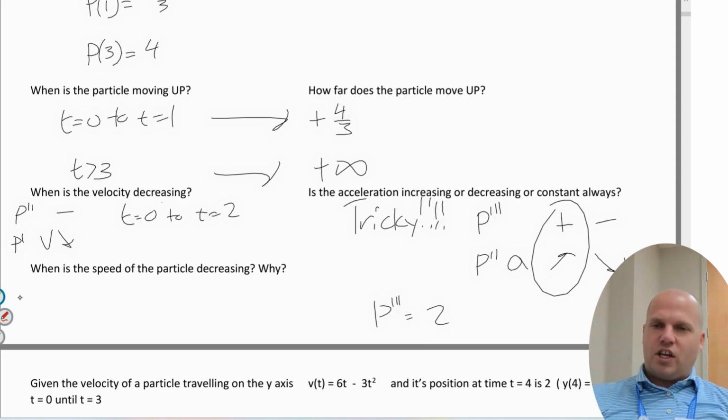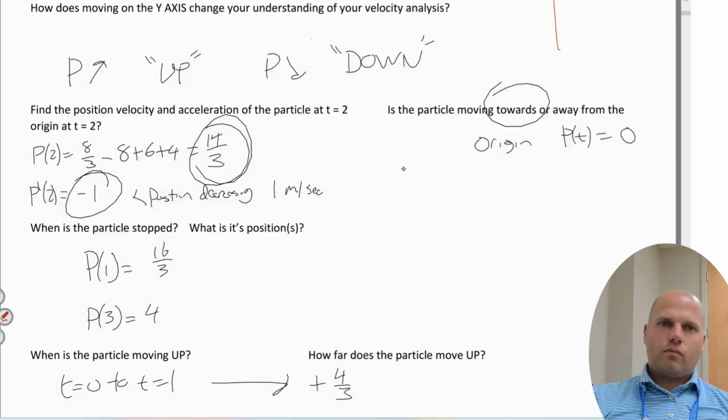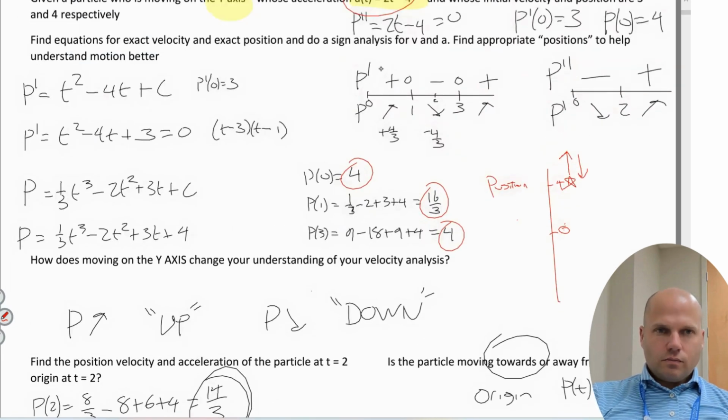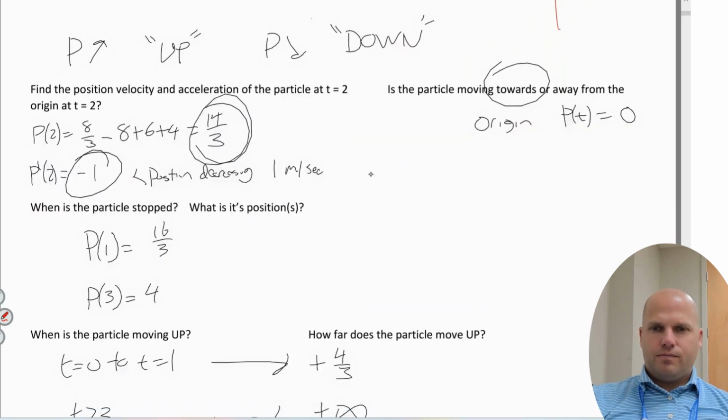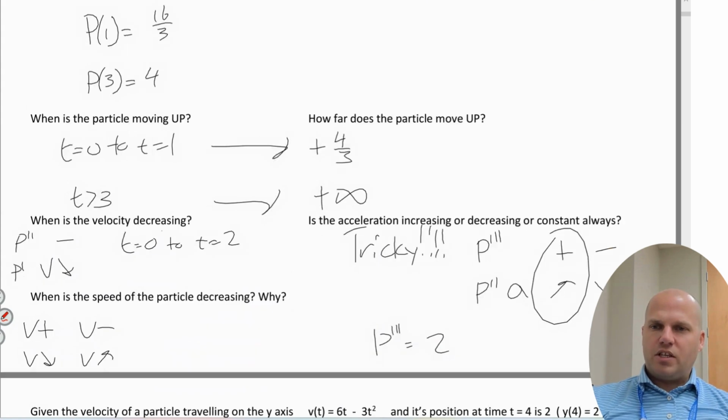Speed, decreasing. When my velocities are positive but getting closer to zero by decreasing. When my velocities are negative but getting closer to zero by increasing. This is when my velocity and my acceleration have opposite signs. 0 to 1, positive, negative. That would be a time period when my speed's decreasing.